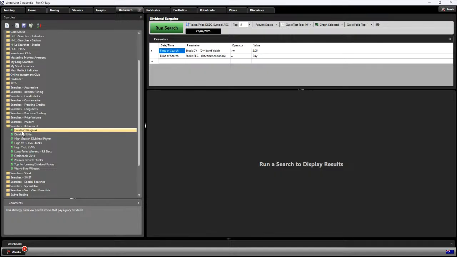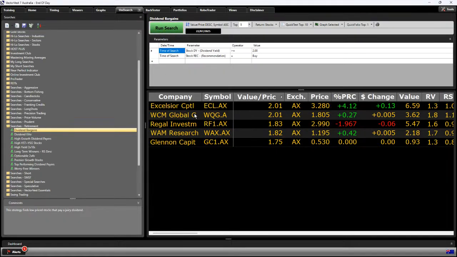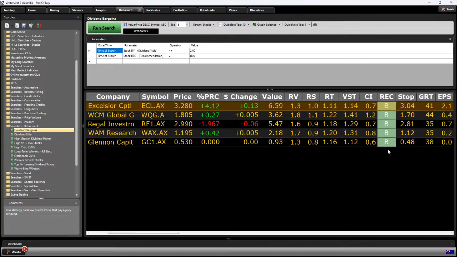What dividend bargains does is it finds dividend payers with a yield of at least 2% or better, and then it picks on those stocks that are buy rated. Now, buy rated, we don't necessarily mean that you rush out and buy them. To get a buy rating, the stock must have very good fundamentals and technicals on average. I've scrolled across over here. Here is this buy rated column, or rec as we call it.